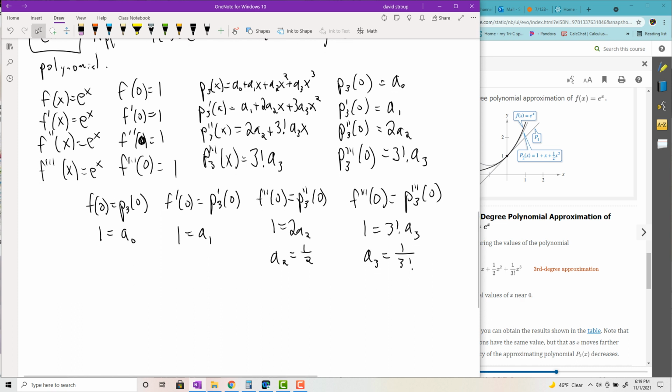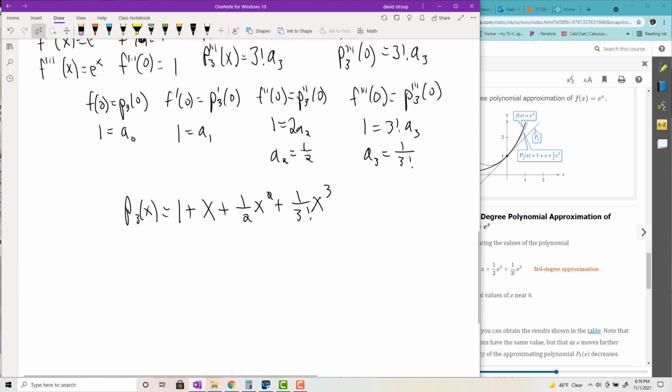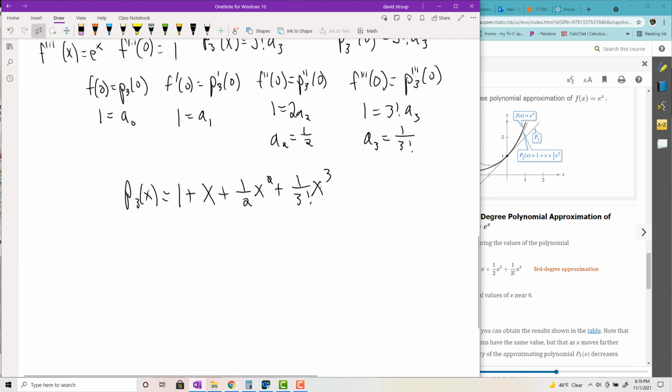Okay, now we can back substitute into the polynomial. So p sub 3 of x is going to be 1 plus 1 times x plus 1/2 times x squared plus 1 over 3 factorial times x cubed. If we wanted to do this in general, so we're trying to identify a formula that would give us a polynomial approximation for any function so long as it has derivatives and you can evaluate it, we would say in general, just looking at this example, what do we have?